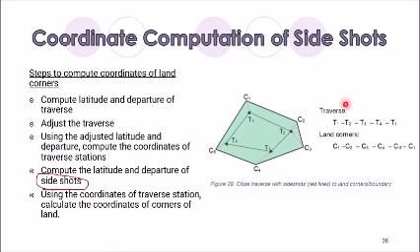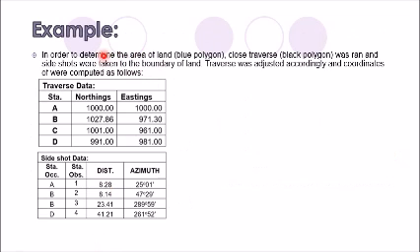Okay, so take note, in the figure the T1, T2 to T4 are traverse corners or traverse stations, while land corners are denoted as C1, C2, C3, C4, and C5. So let us discuss it further by solving this example.